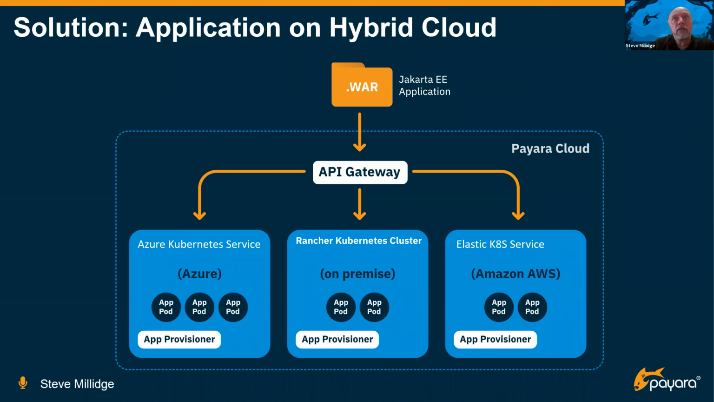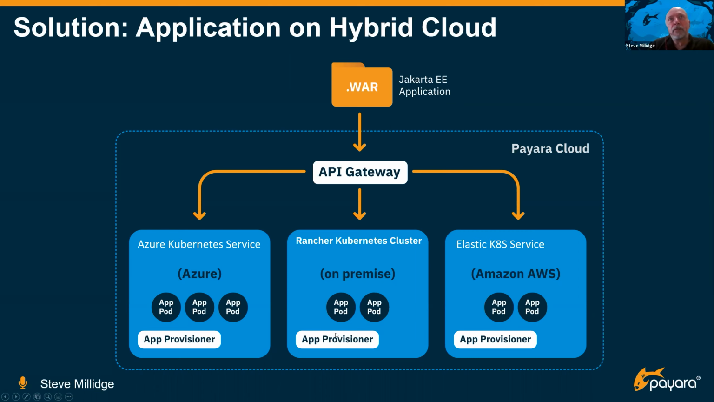Because your Jakarta EE application is just a WAR file, we could drop it onto either Azure Kubernetes Service, or Elastic K8s, which is the Amazon Kubernetes, or we could put it onto an on-premise Kubernetes cluster, for example like Rancher or something like that, or even OpenShift. And then that would run.